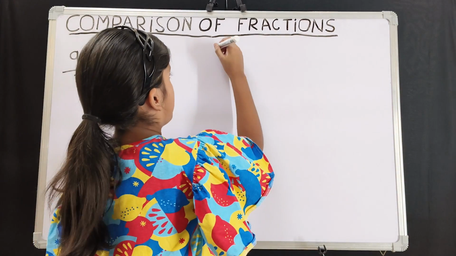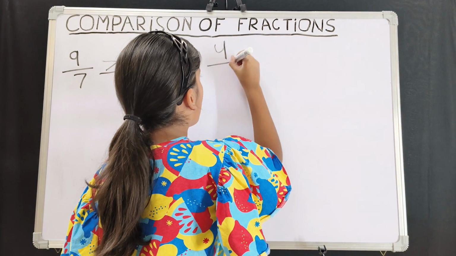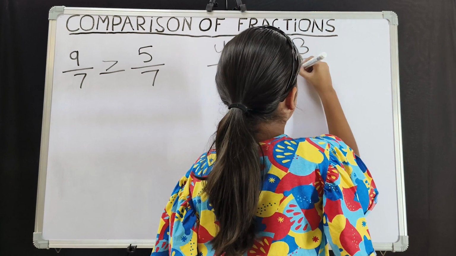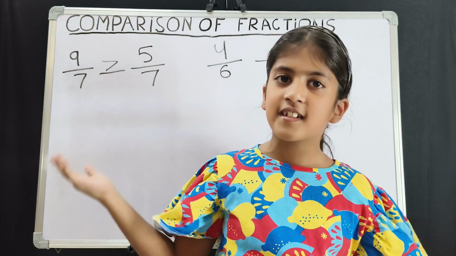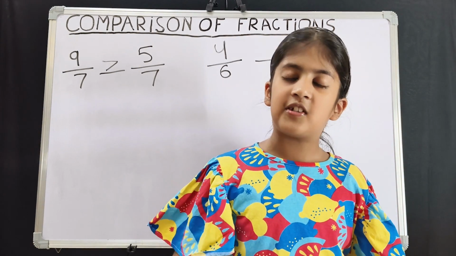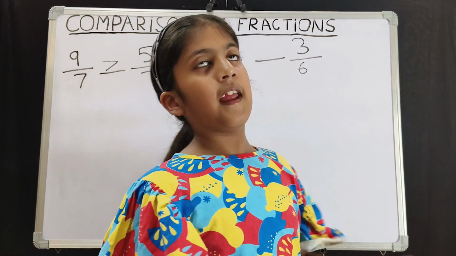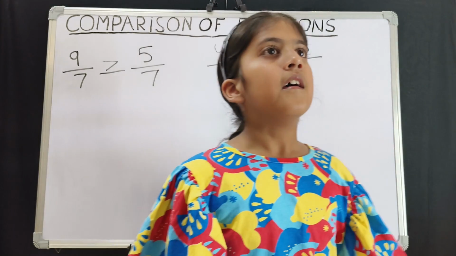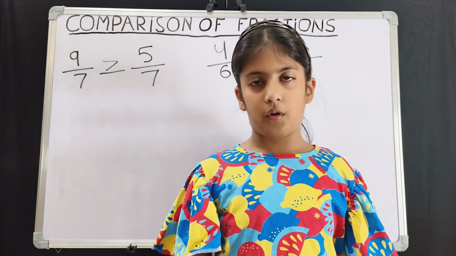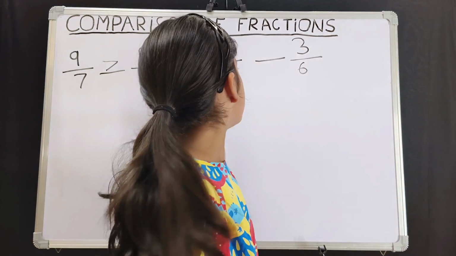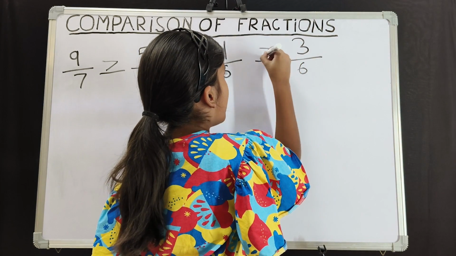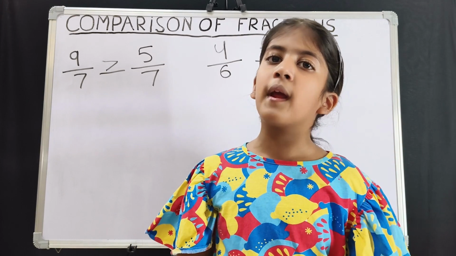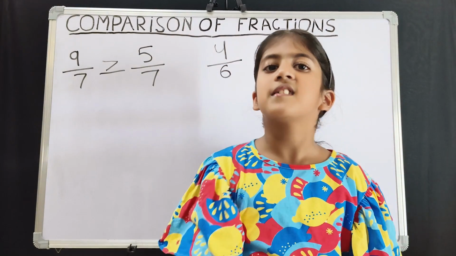Let me tell you one more example. 4 upon 6 and 3 upon 6. Now, which fraction is bigger and which fraction is smaller? These two are again like fractions. So, we will compare the numerators. Which is bigger, 3 or 4? 4. So, 4 upon 6 is the bigger fraction and 3 upon 6 is the smaller fraction. So, this is how we compare fractions.